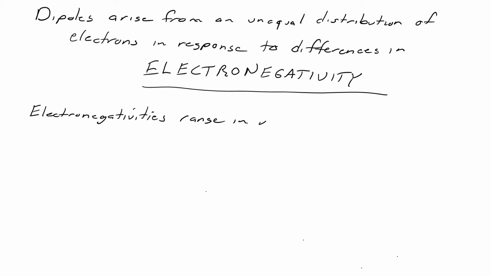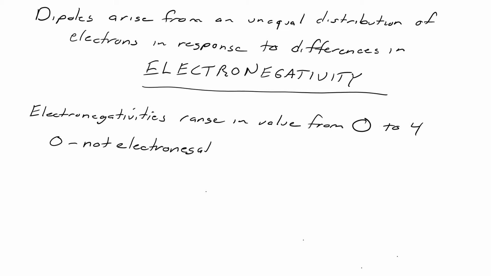So electronegativities range in value from 0 to 4. Zero means that the atom is not electronegative. Easier way of saying it is that it does not want any electrons under any circumstance.